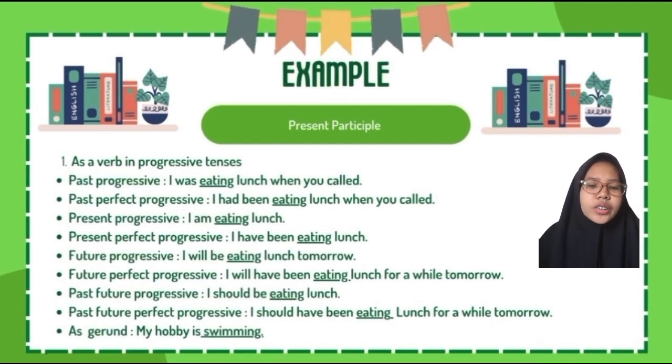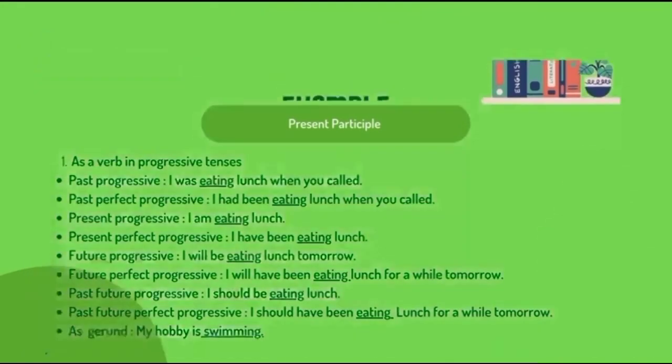Future perfect progressive: I will have been eating lunch for a while tomorrow. Past future progressive: I should be eating lunch. Past future perfect progressive: I should have been eating lunch for a while tomorrow. As a gerund, gerunds are verbs with the suffix -ing that function as a noun in a sentence. For example, my hobby is swimming.